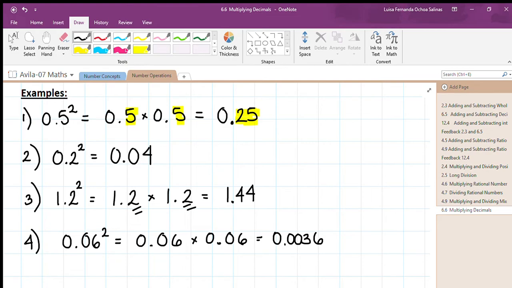I hope you find this useful. As you can see, what we're doing here is that when we're squaring decimals, if in the question I have 1 decimal place, the answer will have 2 decimal places. Here, 1 decimal place, 2 decimal places; 2 decimal places, the answer will have 4 decimal places. Why is that? Because I'm multiplying the decimal twice. So that's why I have twice the number of decimal places.